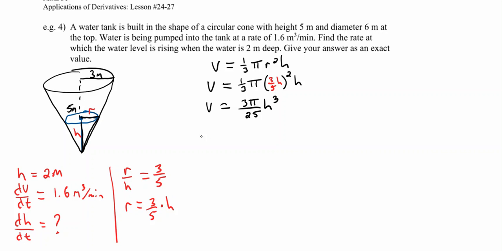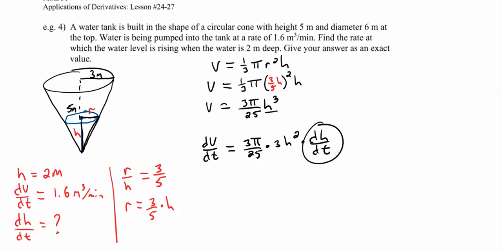So dV/dt is equal to this coefficient out front. I'm just not going to worry about that again. That's just 3 pi/25. And then I'm just taking the derivative of h cubed. So that would be times 3h squared. And then times dh/dt. That's exciting. That's the one we're looking for. Okay, so you guys kind of see where we're probably going here.